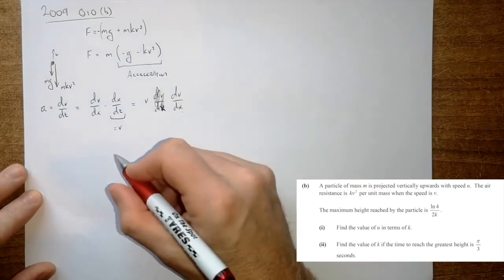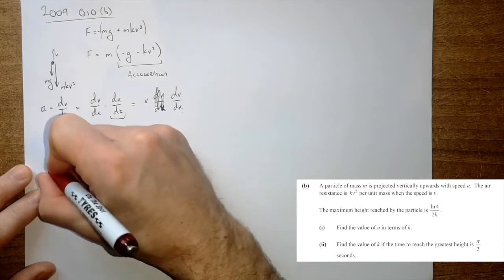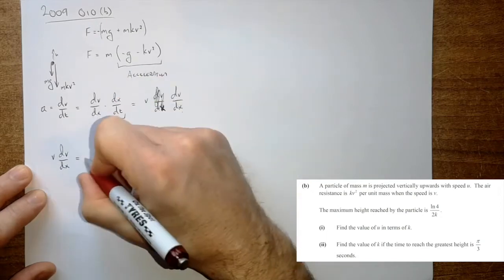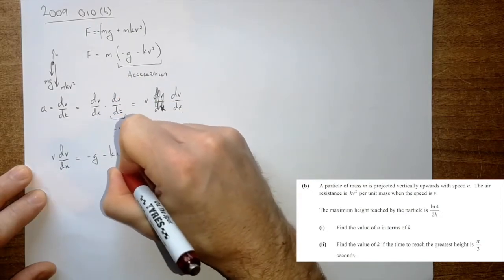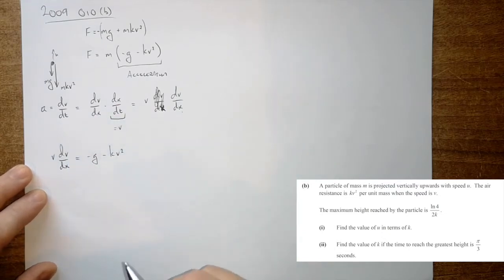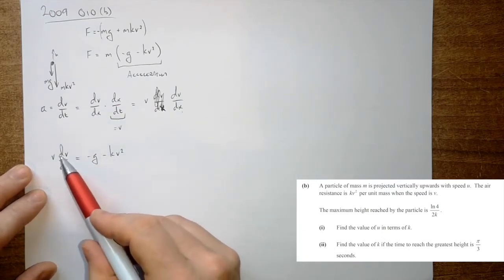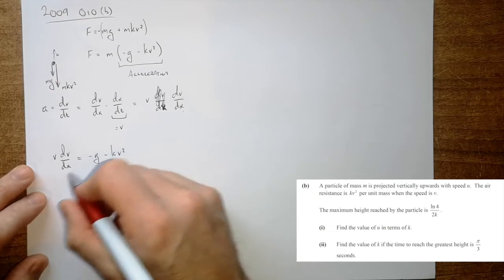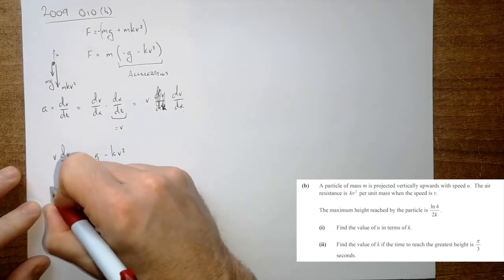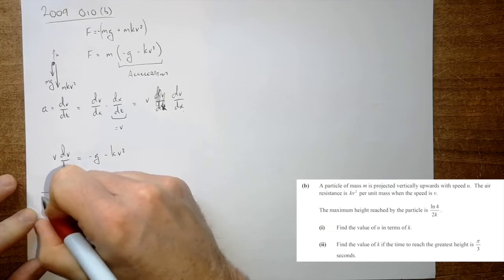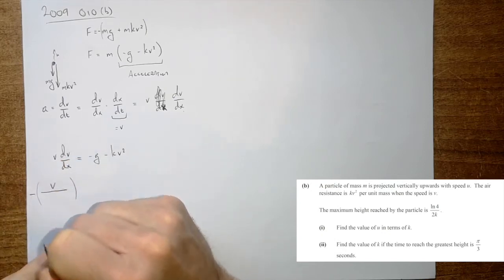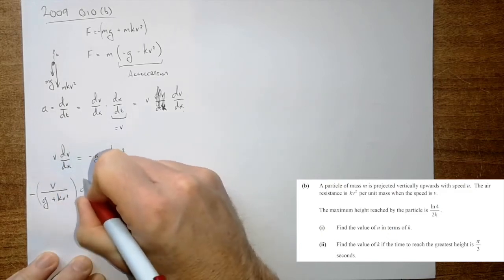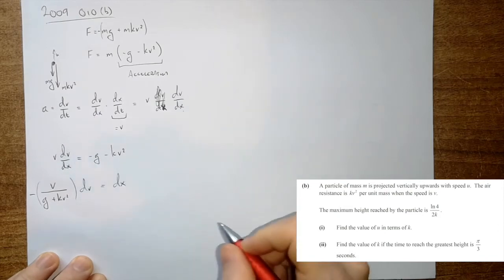So what we're going to have here, just write it down fresh, is v dv/dx, which is the acceleration, equals minus g minus kv squared. Now we want our v's on this side, because that's where dv is, and our x is over there. So these can come over here. I'm going to bring the minus over with me, so I'll put the minus outside: minus v over (g plus kv squared) dv equals dx.